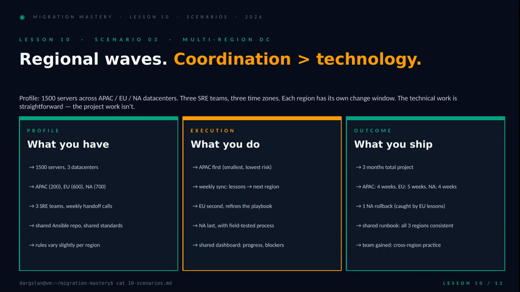Multi-region is the scenario where the technology basically gets out of the way. 1,500 servers across APAC, EU, and NA, 3 SRE teams, 3 change windows, and the hard part isn't the nftables rules, it's the choreography. You run it in waves. APAC first, because it's smallest and lowest risk, EU second, to harden the playbook, NA last with a field-tested process. A weekly sync passes lessons forward, so when NA hits a rollback, EU's notes already tell you why. 3 months, 1 rollback, 1 shared runbook, and a team that now knows how to ship across regions.